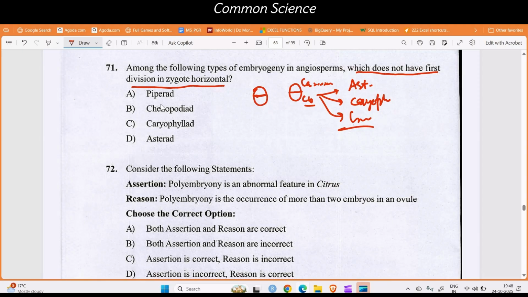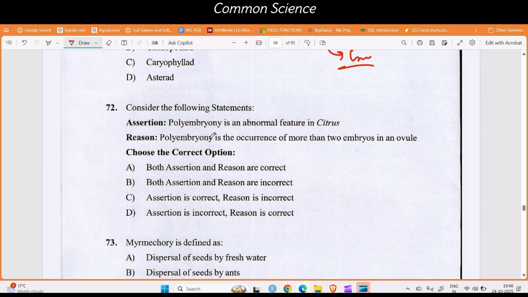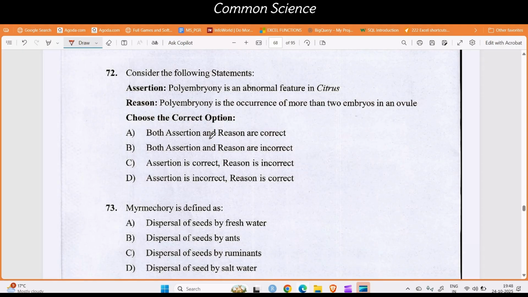However, in the piperad type, the first division of the zygote is not horizontal, is not transverse. So piperad is the correct answer. Question number 72. Polyembryony is an abnormal feature in citrus. No, it's a normal feature.